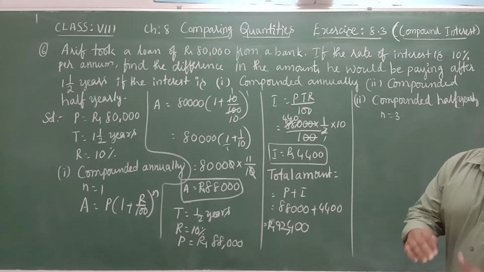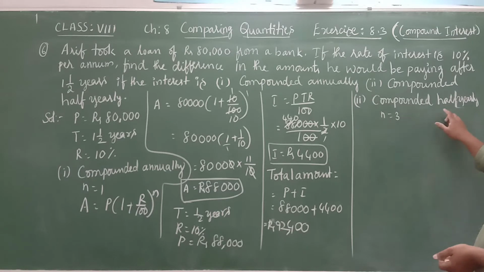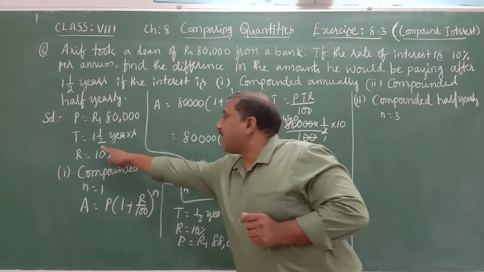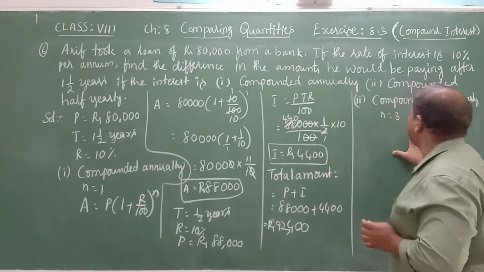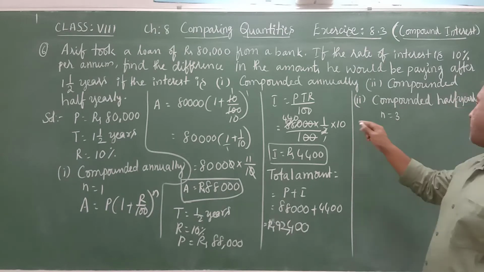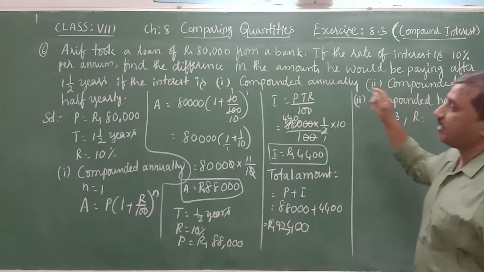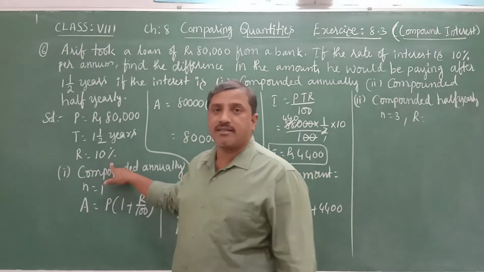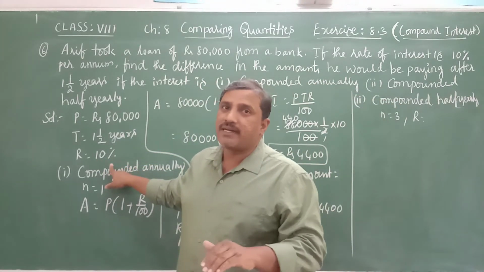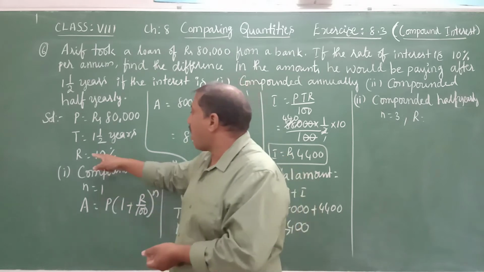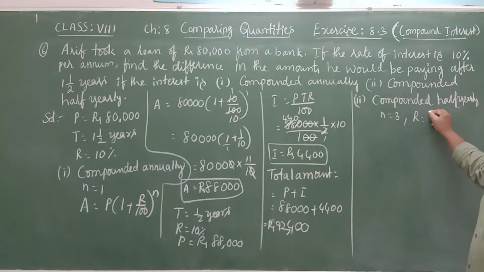What is N here? Number of time periods. Here the compound interest is calculated half yearly, meaning every 6 months. So in 1.5 year we have 3 periods of 6 months. Therefore N is equals to 3, and rate of interest is 10% per annum. But for every 6 months it will be half of the rate of interest, which is R by 2, which is 10 by 2, that is 5%. 5% is the rate of interest for 6 months.